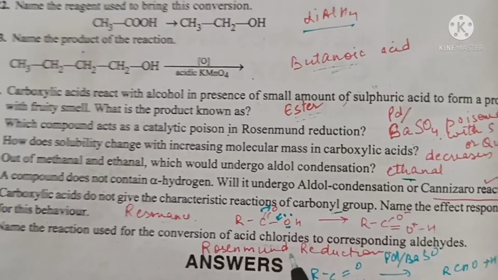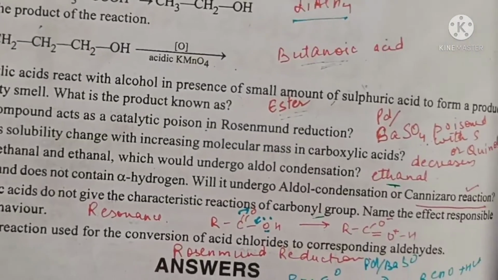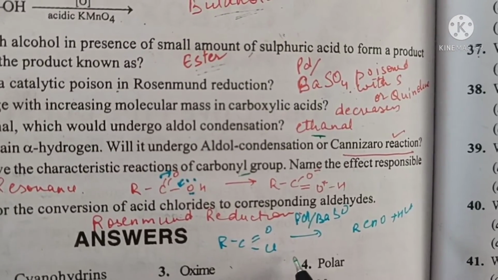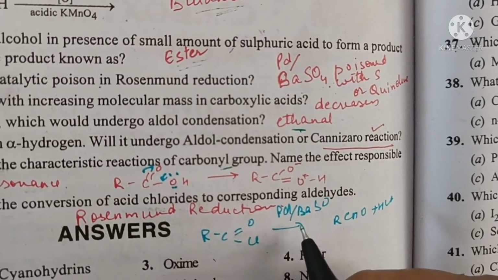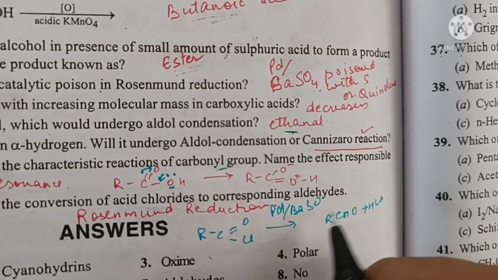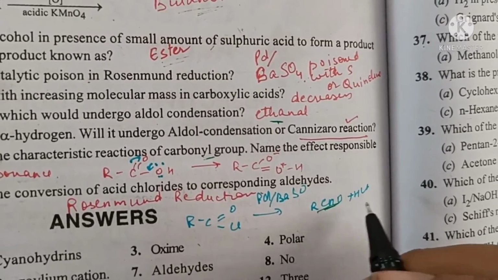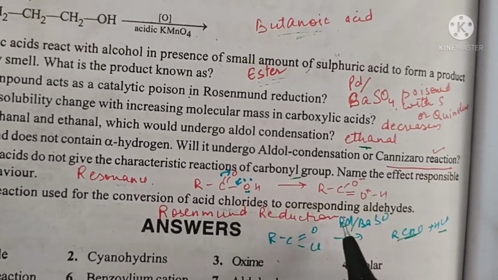Name the reaction used for conversion of acid chlorides to the corresponding aldehydes. The reaction is called Rosenmund reduction. When we react acid chlorides with palladium supported by barium sulfate poisoned with sulfur or quinoline, this gets reduced to aldehyde and HCl is formed. This reaction is called Rosenmund reduction.